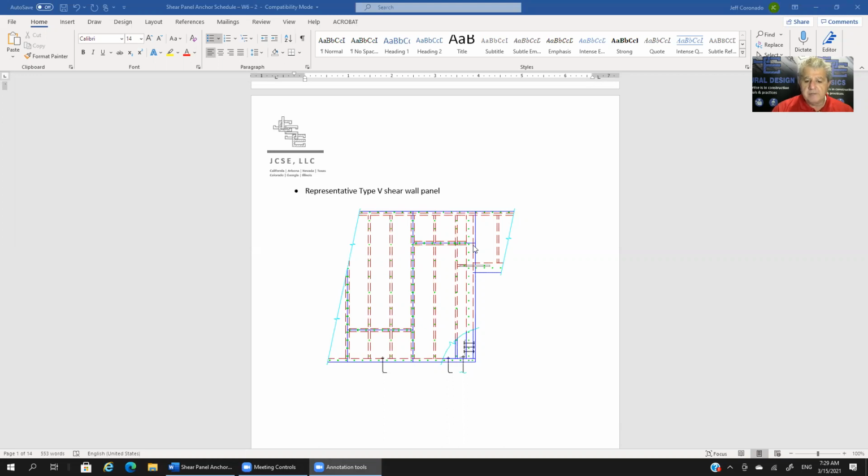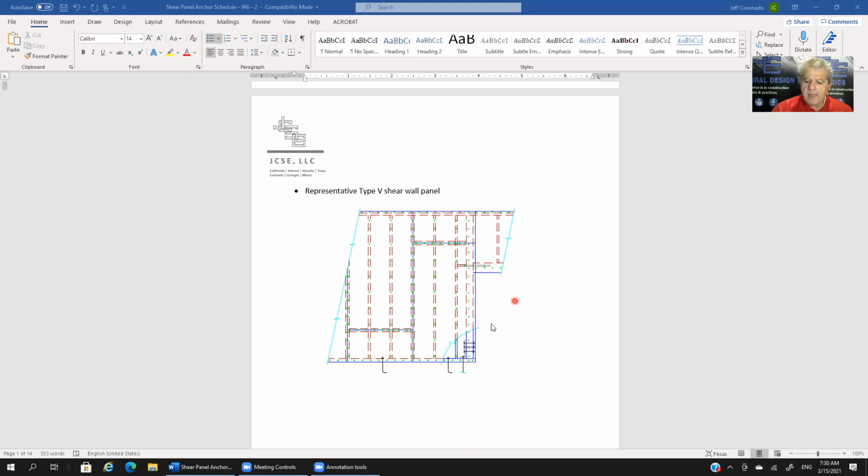But this is an elevation of a shear wall panel. You can see, let me use the spotlight here. Right here are our vertical studs, those are the dashed red lines that are oriented vertically. So those are our studs. These are our wood structural panels. So this is a wood structural panel. These are wood structural panels nailed, butting up into each other.